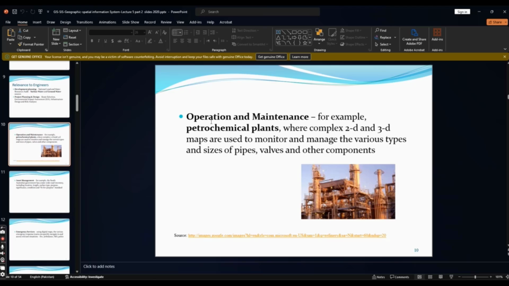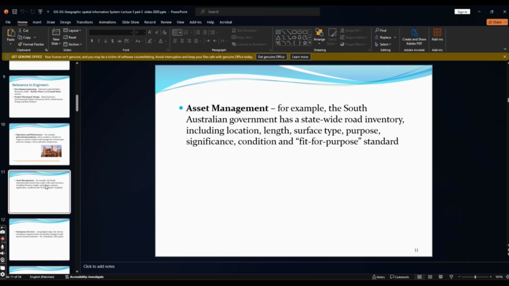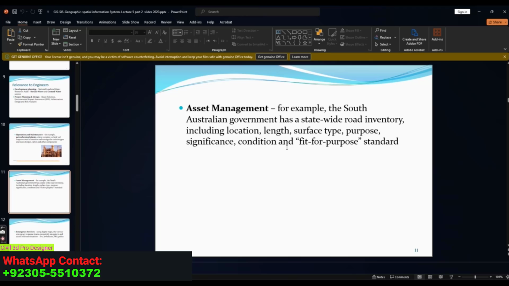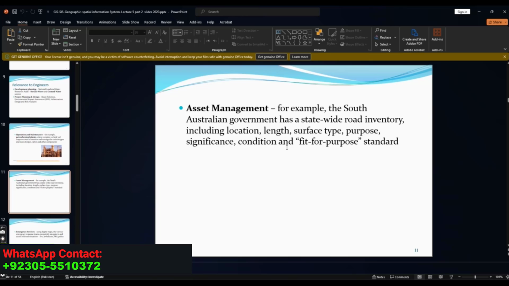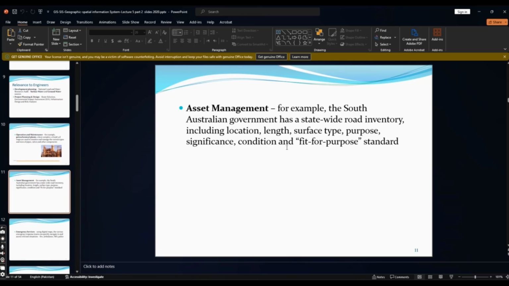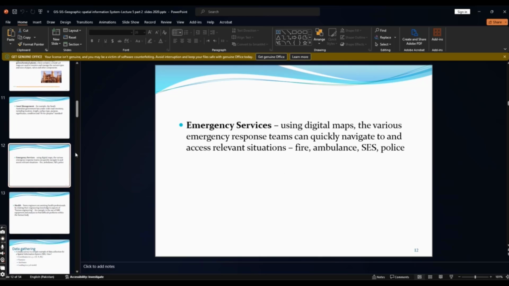We can also use it for operations and maintenance. For example, in any power plant, there is a lot of piping and we can monitor it. Asset management, for example, the South Australian government has a state-wide road inventory including location, land, surface type, purpose, significance, condition and fit out for purposes.